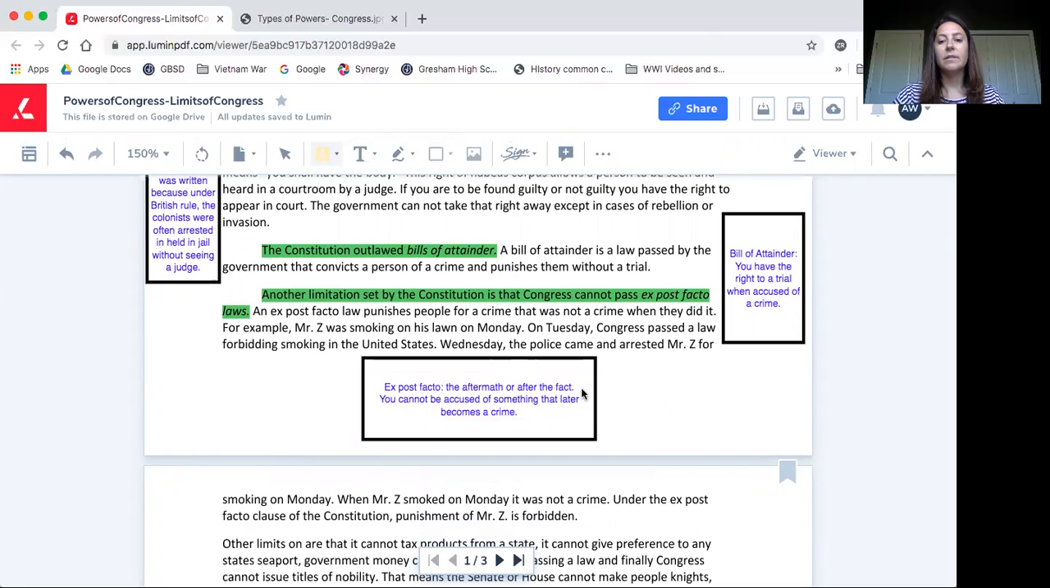So what that means is, if the example they give here is, Mr. Z smoked on Monday and it was not a crime at the time. And then on Tuesday, they passed a law that said you can't smoke anymore in the United States. And so Wednesday, the police came and arrested him for smoking on Monday, which he can't do because he did it before the law was passed. So that's an example of ex post facto. It's like after the fact. You can't be arrested for something that was legal at the time, but now illegal.